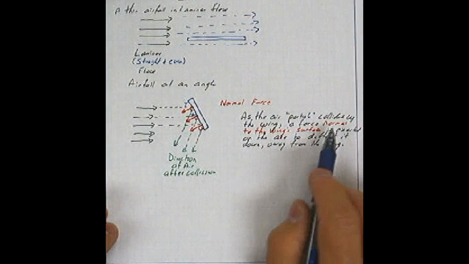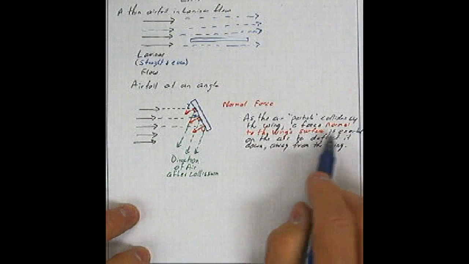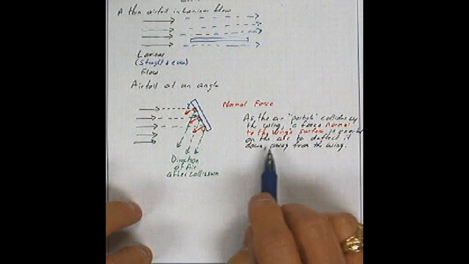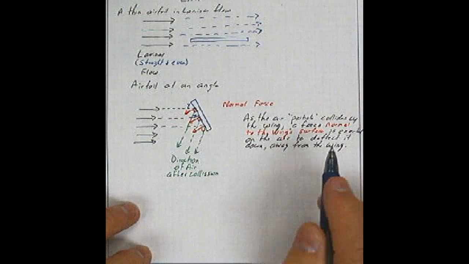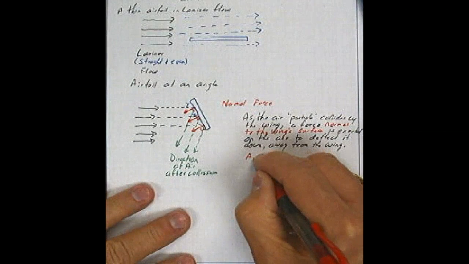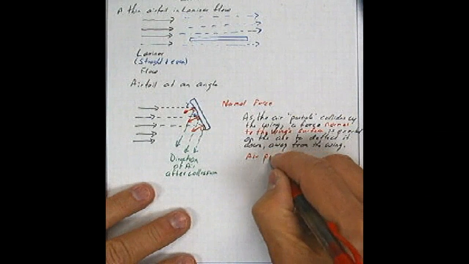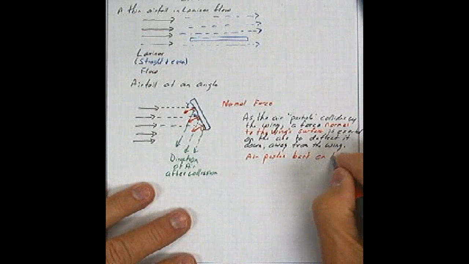All right, so as the air particle, if you can think of it that way, collides with the wing, a force that's normal to the wing surface is exerted on the air to deflect it down and away from the wing, and resulting in a force pushing back. The air pushes back on the wing.